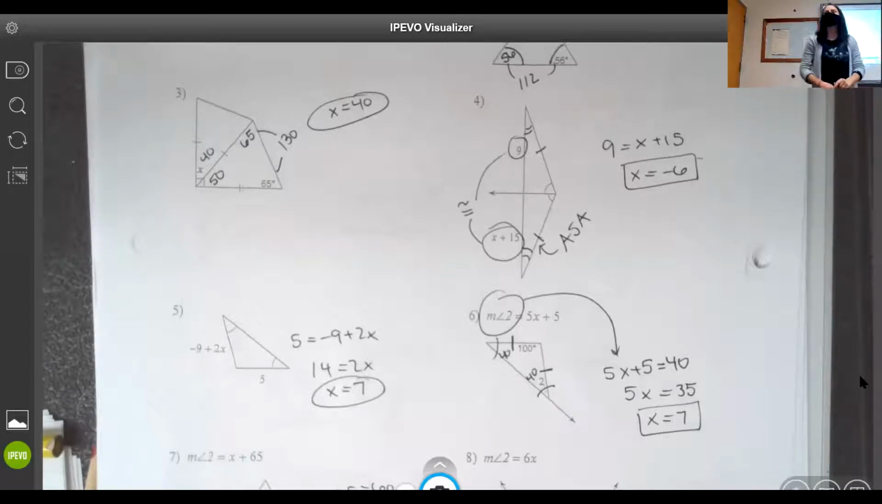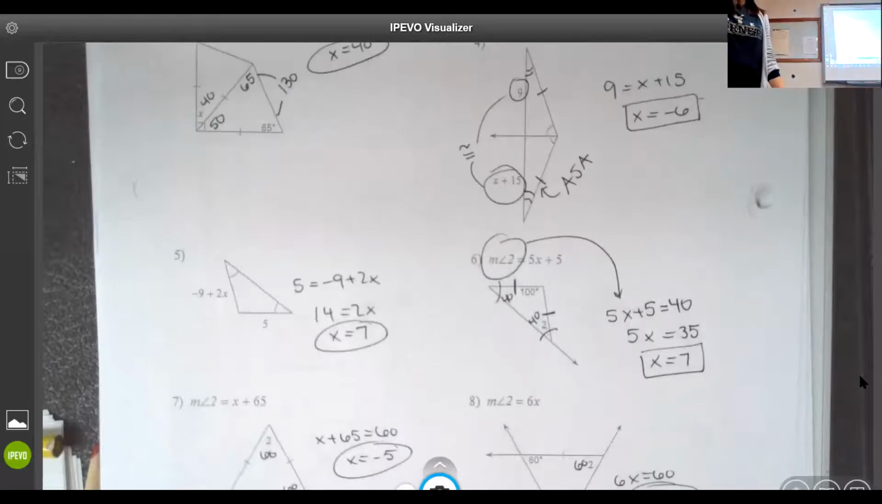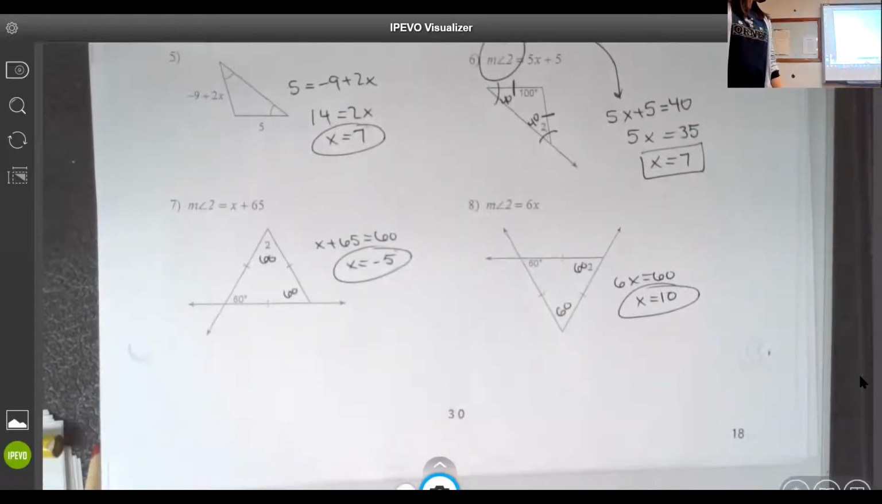We'd already done 6. And the last 2 are equilateral triangles, so that marks all 3 sides the same, so it'd be 60 degrees all the way around, and you solve for X, different expressions on each of them. And that's how you get your variable value there.